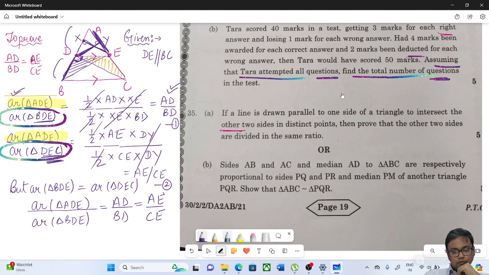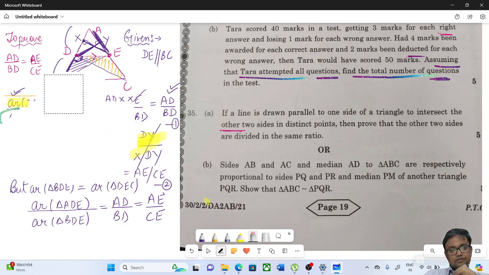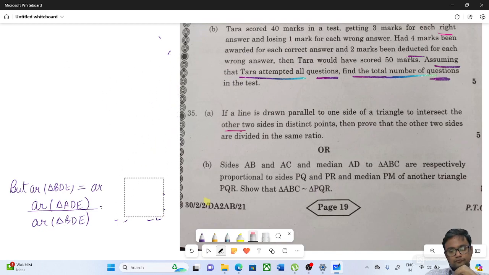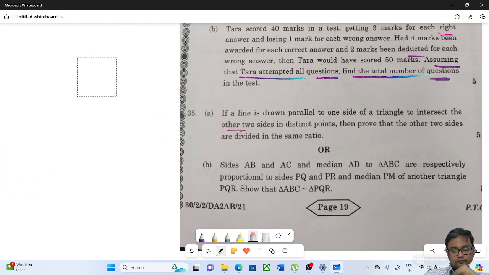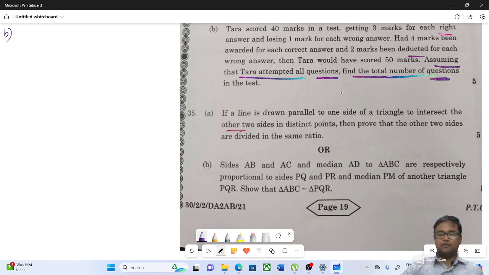Let us now do the optional part of this question. See, so let us see what this part has to offer for us. We have got a lot of offerings here in this paper.